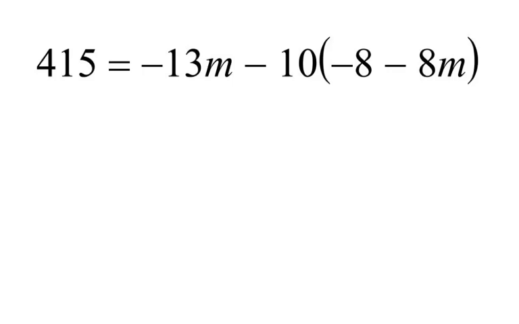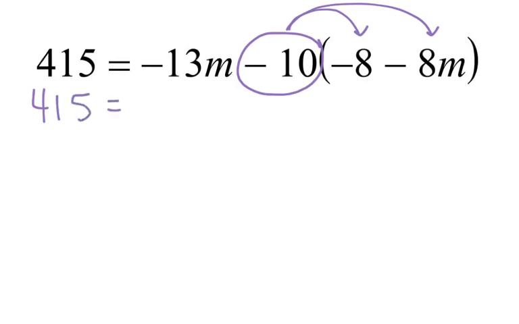In this example, you want to distribute first. You can never have parentheses left in an equation and start doing work. You need to have all terms listed out first. So I'm going to distribute the negative 10 to both terms. When I do that, I am left with three terms on the right-hand side: negative 13m, positive 80, and positive 80m. At this point, all my distributing is done and my parentheses are gone. It's time to combine like terms.